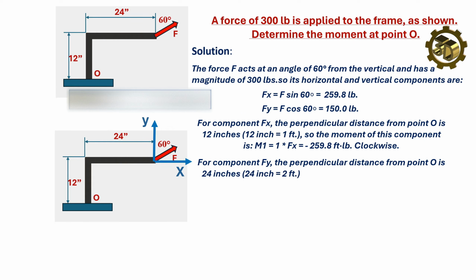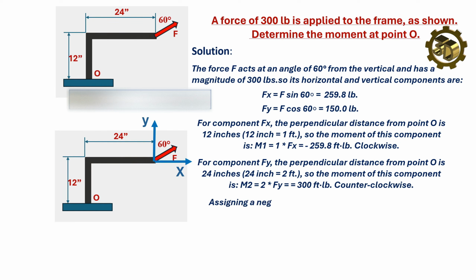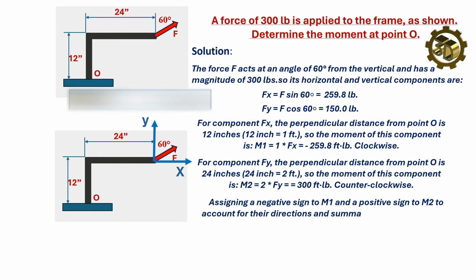24 inches equals 2 feet, so the moment of this component is M1 equals 2 times Fy equals 300 foot-pounds, counterclockwise. Assigning a negative sign to M1 and a positive sign to M2 to account for their directions and summation gives the moment of F about O.